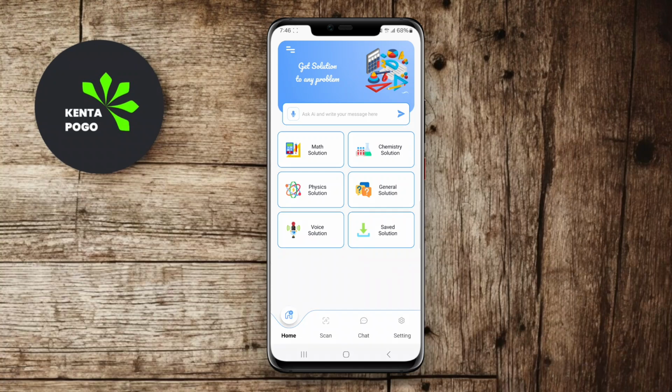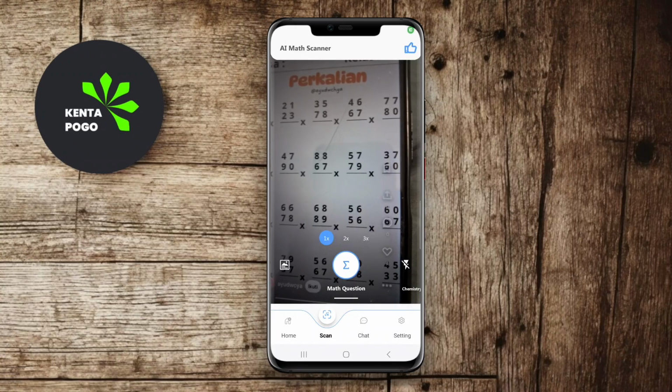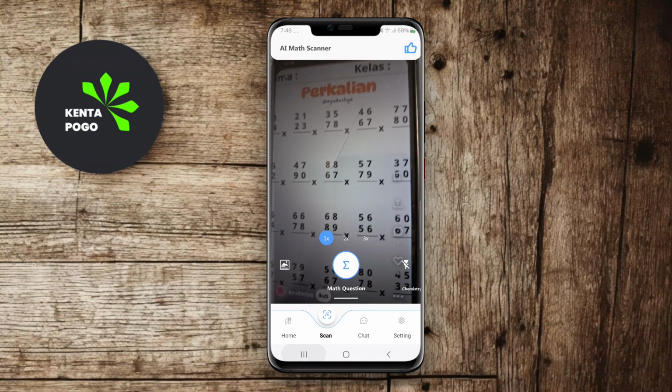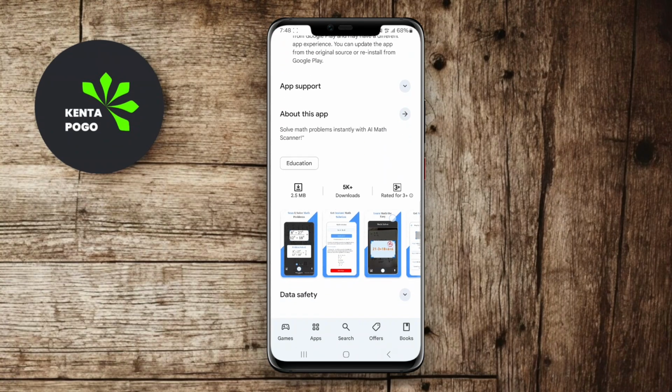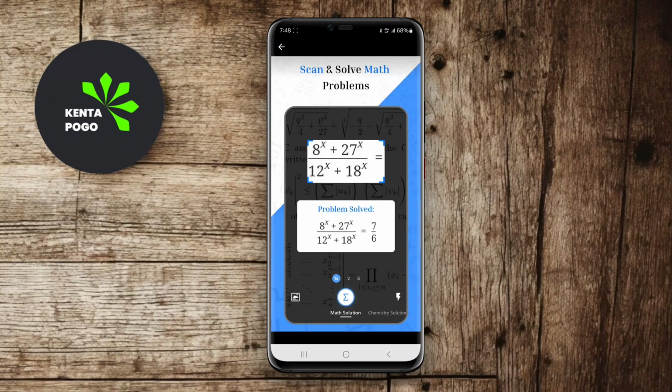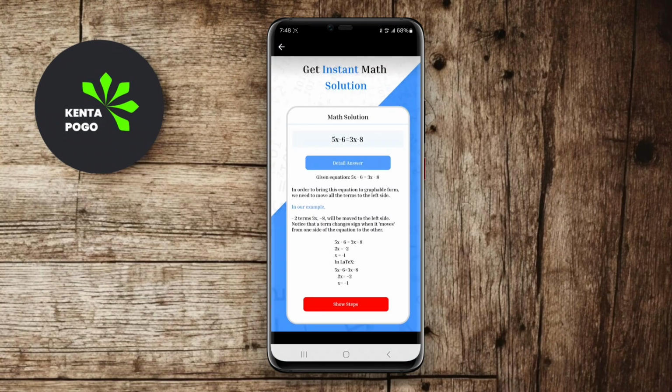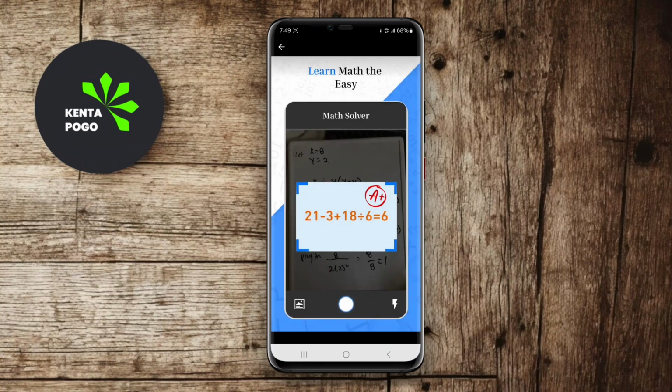This feature not only helps students understand the solving process, but also clarifies concepts they may find difficult. The app covers a wide array of math topics, including algebra, geometry, and calculus. With its user-friendly interface, students can quickly learn and tackle their homework challenges effectively.